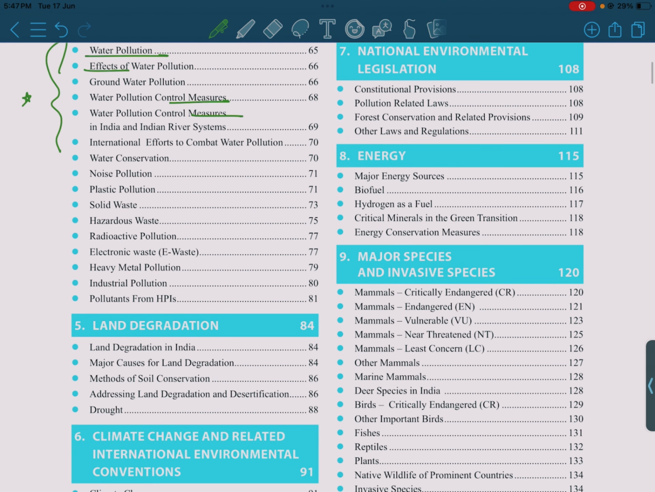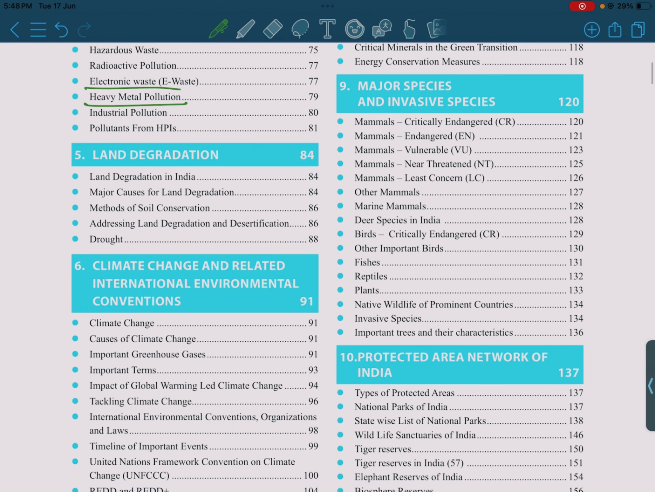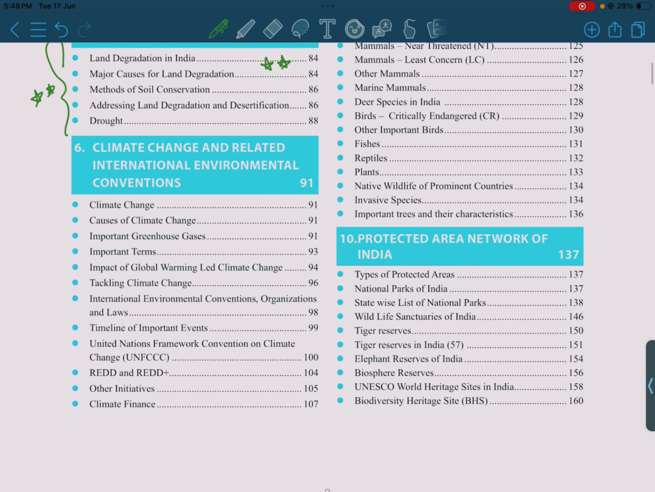Then there are other kinds of pollution such as noise pollution, plastic pollution, solid waste and electronic waste, and heavy metal pollution is also there. Then land degradation. This is also important. Somehow not many questions are asked, but still important from a prelims perspective, so read the basics.